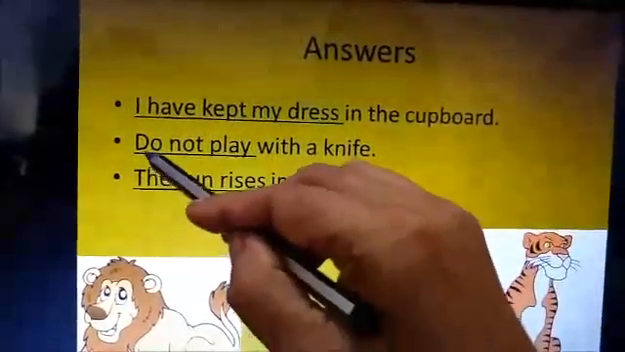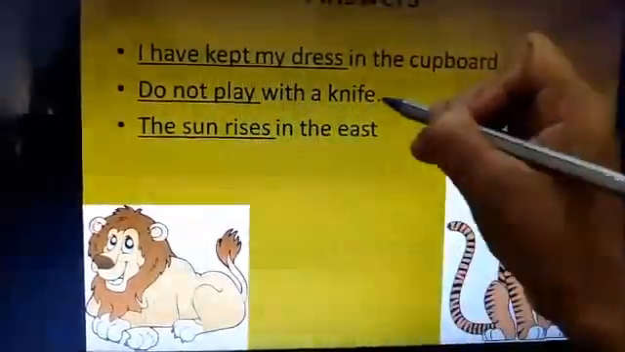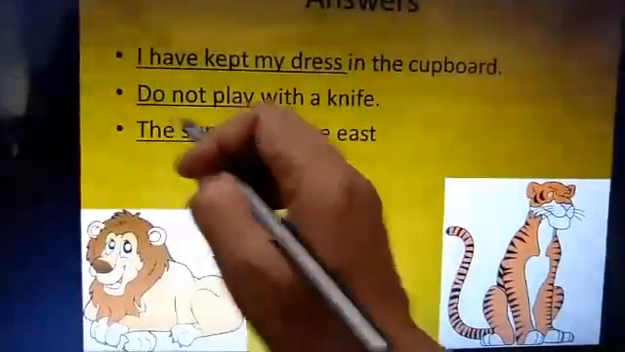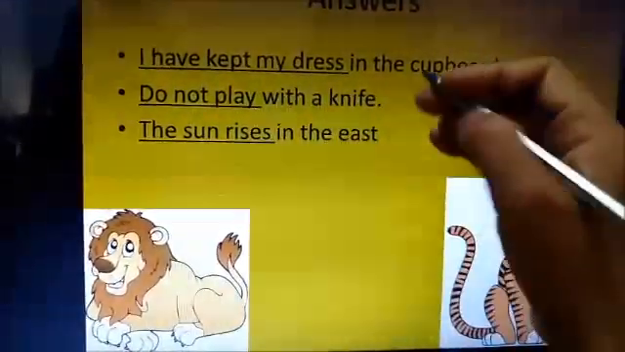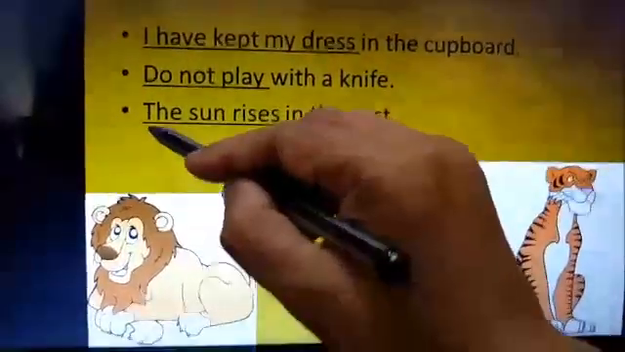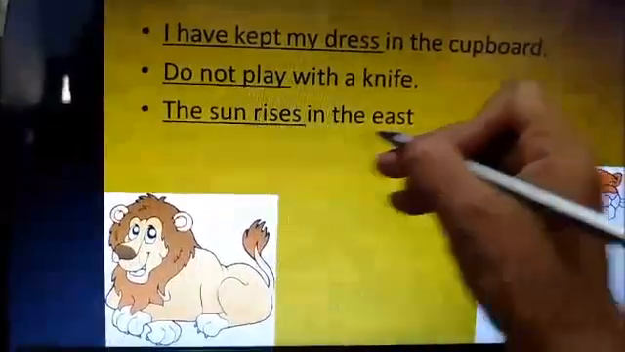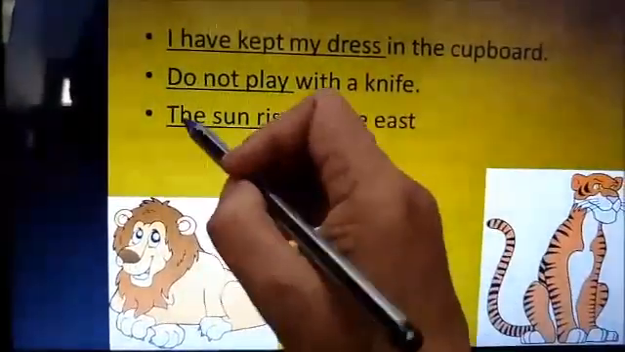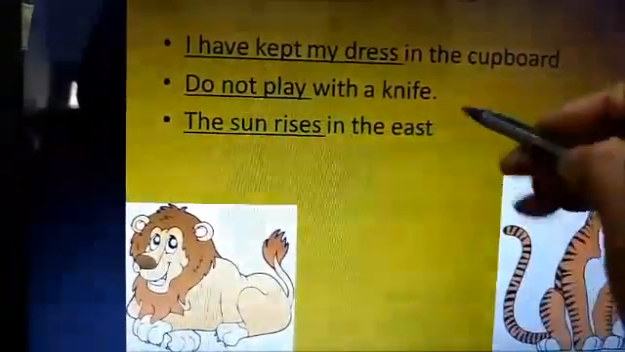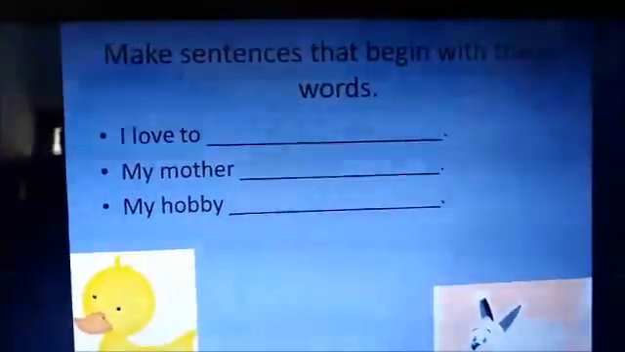Now, the next one, do not play with a knife. Now, which is the phrase over here? With a knife. So, we have added do not play, and it has become a meaningful sentence. Now, the next one, the sun rises in the east. Now, which is the phrase over here? In the east. Now, we have added the sun rises, and it has become a meaningful sentence.